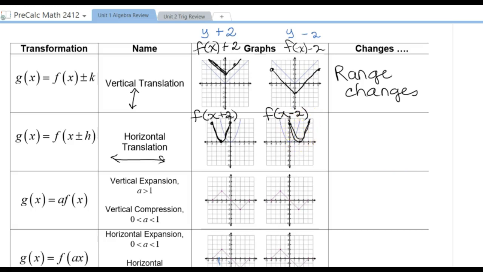So we're going to find that what changes for these equations is the domain. The domain will change.